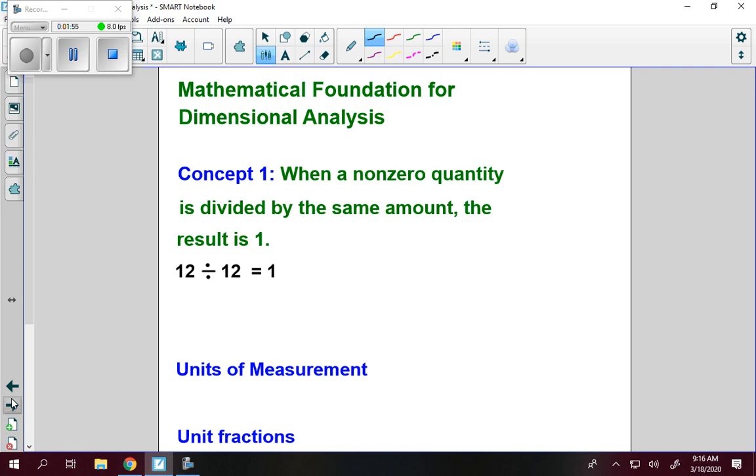Mathematical foundation for dimensional analysis. The first concept is when a non-zero quantity is divided by the same amount, the result is 1. So that makes sense, because if you have 12 over 12, it's 1. If you have 9 over 9, it's 1. But if you're talking about units of measurements, also you can say if you have centimeters over centimeters, they cancel out and become 1 as well. So we can say centimeters divided by centimeters equals 1, for the same reason that 12 over 12 would be 1.